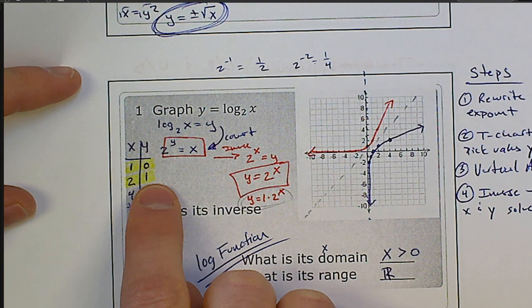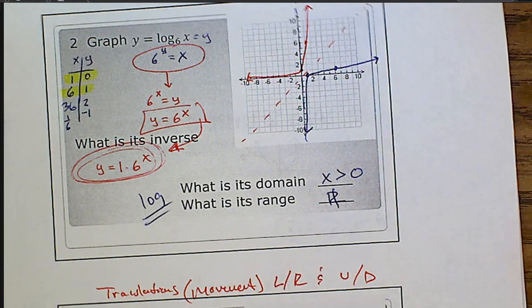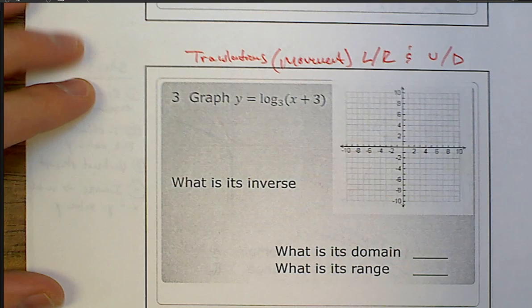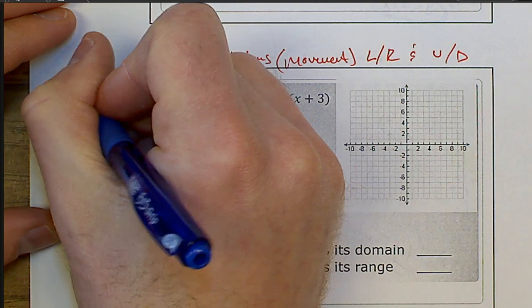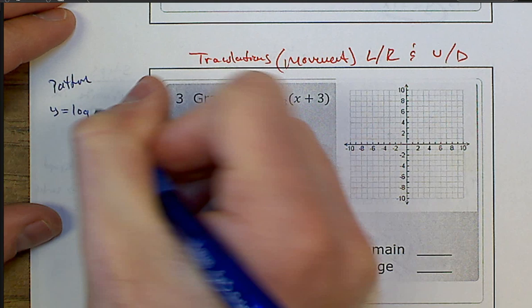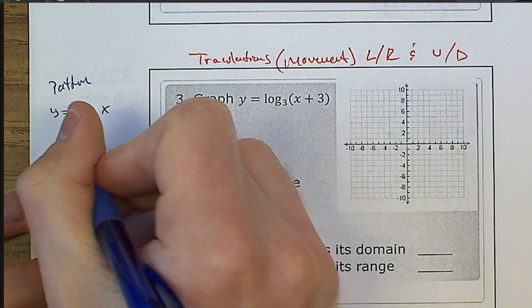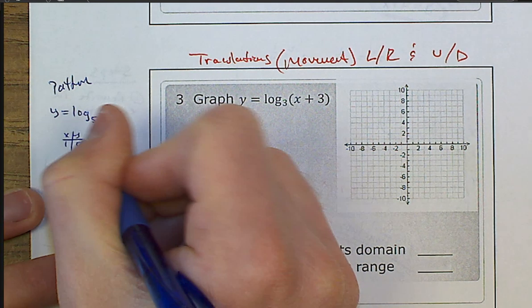1021. Base was 2. So a common theme, or a pattern that you'll start to see, that you can write down over here, is when you graph, let's say, log base 5 of x. What are the 2 points that are always going to be consistent with log base 5 of x? 1, 0 and 5, 1.